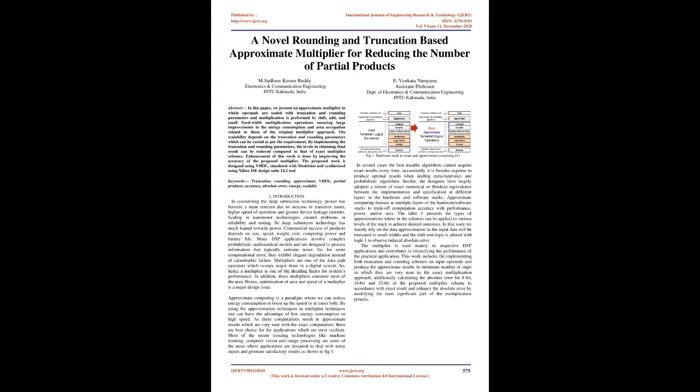Multipliers are one of the data path operators which occupy a major share in a digital system. Hence a multiplier is one of the deciding factors for the system's performance. In addition, these multipliers consume most of the area. Hence, optimization of area and speed of a multiplier is a major design issue. Approximate computing is a paradigm where we can reduce energy consumption or boost up the speed, or at times both. By using approximation techniques in multipliers, one can have the advantage of low energy consumption or high speed. As these computations result in approximate results which are very near the exact computation, these are the best choice for applications which are error resilient.